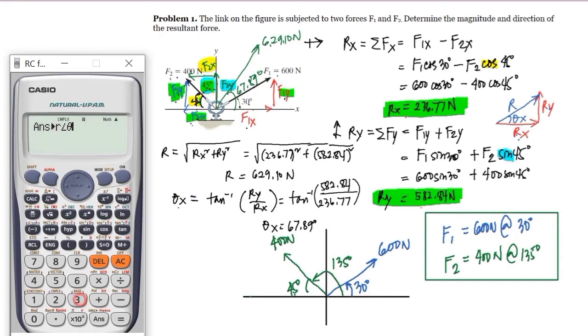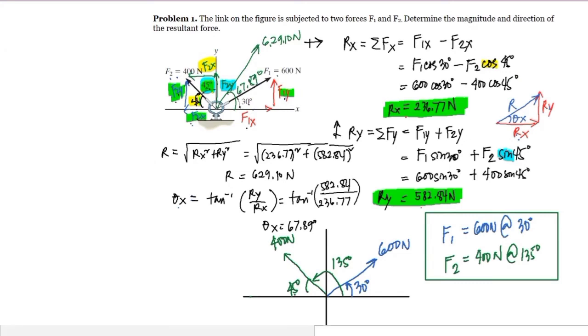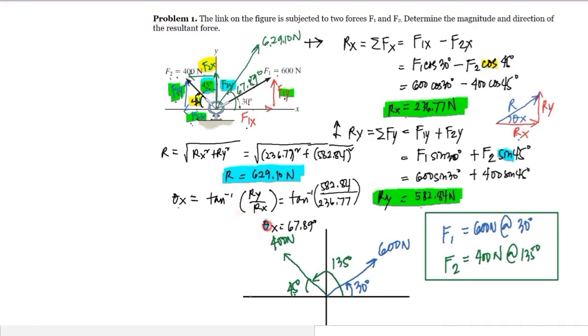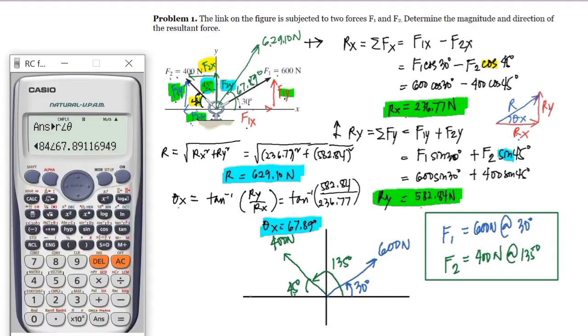So the radius vector is your resultant. Press 3 equals, and we have here 629.1. That 629.1 is the resultant. And for the direction, press lang natin to the right, that is 67.89 degrees. So using the calculator, napalabas na natin yung Rx, Ry, the resultant, and the theta x, nang ganun kabilis.